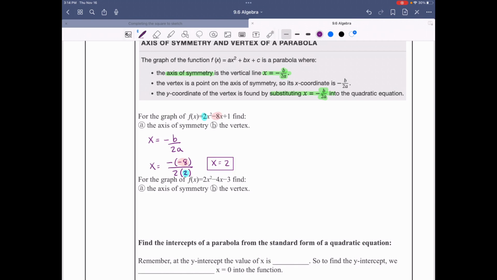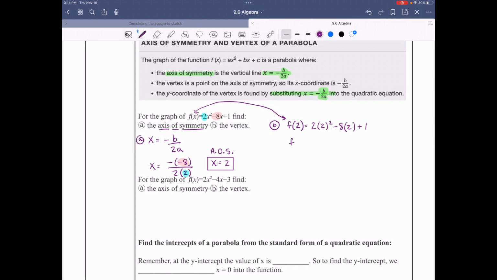That is our axis of symmetry, so part A. And we'll just label it as AOS, axis of symmetry. Now we're going to plug that into the function to find the vertex. We have f of x, but instead we're plugging in 2. f of 2 is equal to 2 times 2 squared minus 8 times 2 plus 1, because we're just plugging it into this function.